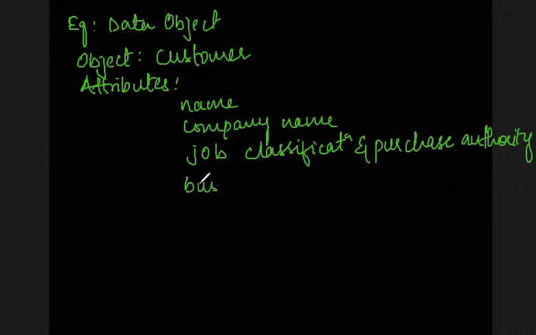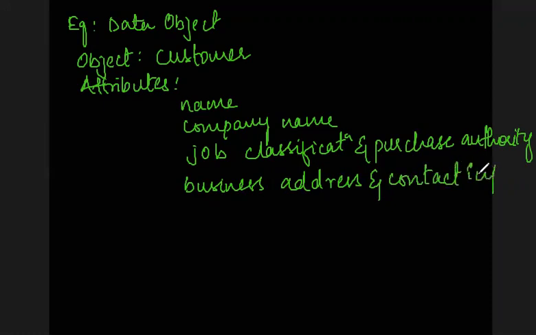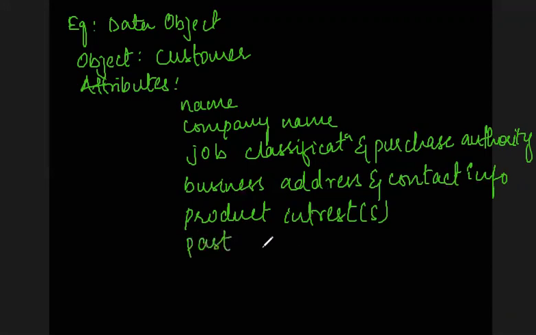Then you can have the business address and contact information. This is basically your business card, where you're going to have the company's address and some contact details. Then you can have the product interest. Now this can be for one particular product or for multiple products, that is why the S. Past purchases means how many products or software were purchased by the customer.